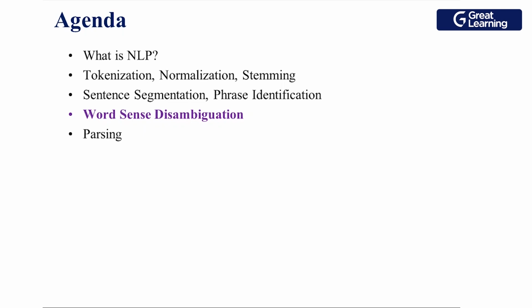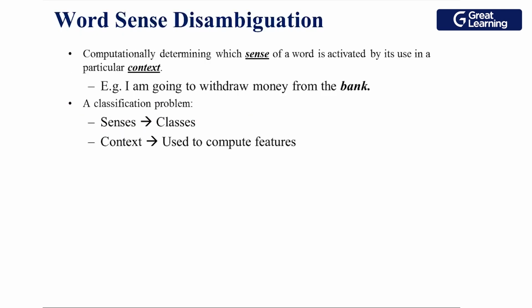So for example, consider this sentence: I am going to withdraw money from the bank. Now bank has at least two popular senses. One is the river bank, so everyone knows river bank, and the other is the finance institution.